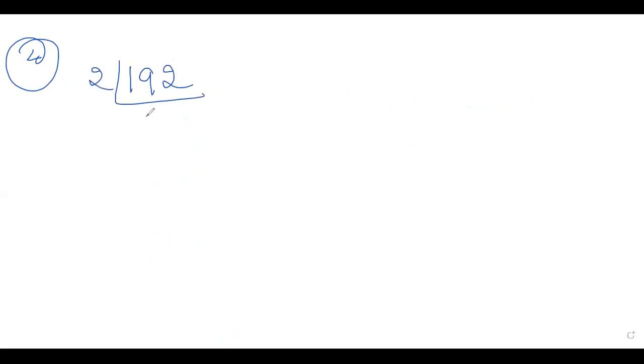Divided by 2. 2 9s are 18. We have 19 here. Rest of the time you can divide. 2 9s are 18. Remainder is 1. Now it is 12. 2 6s are 12.